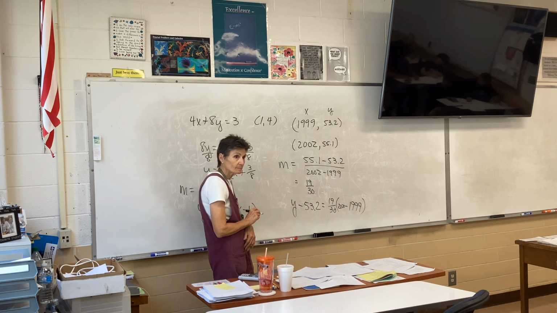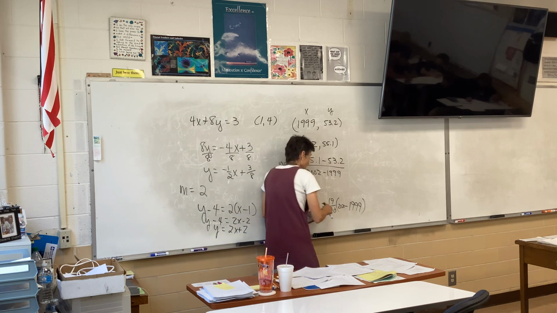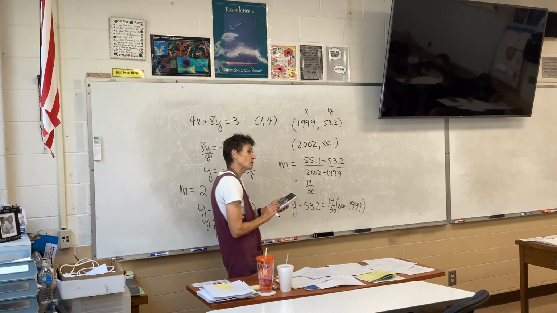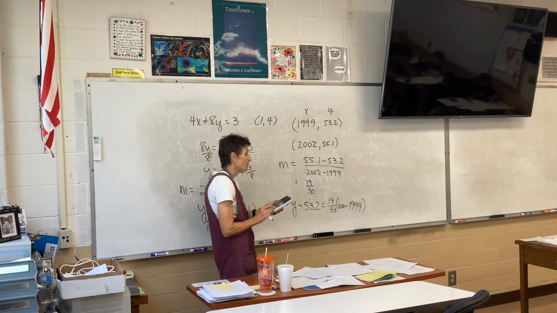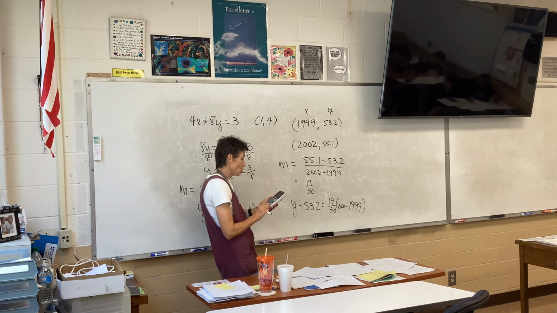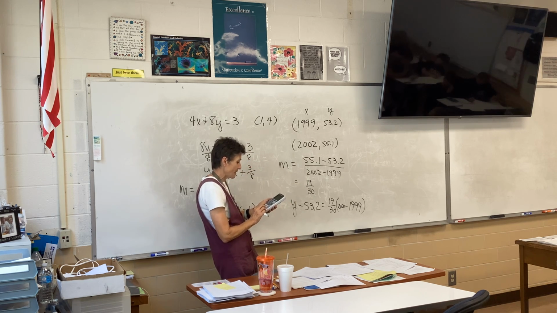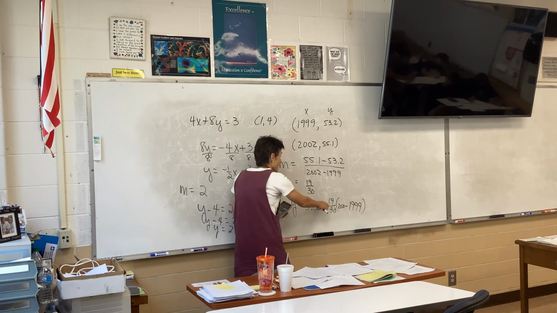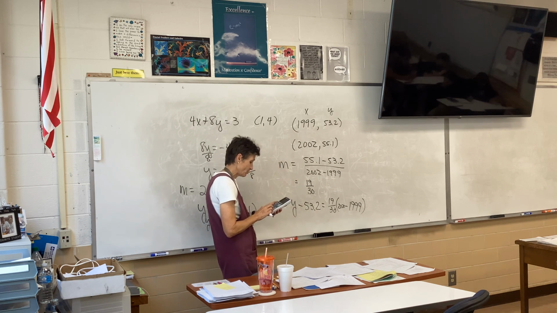Would someone nod, like you know what I'm doing? Okay, now I'm gonna work it out. So I'm gonna take 2020. It's easier if the equation's in slope-intercept form, but you can do it this way. So 2020 minus 1999 times 19 divided by 30.